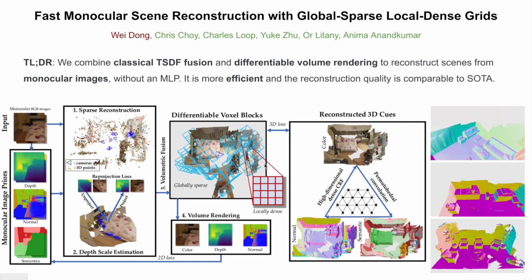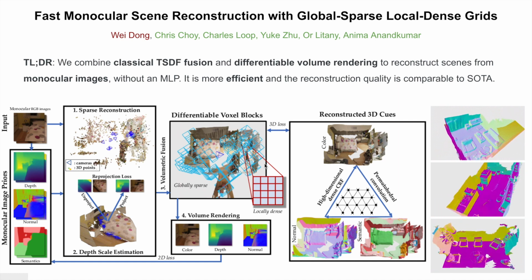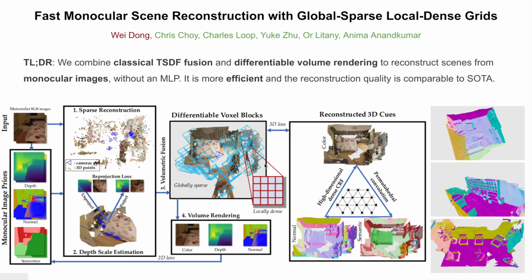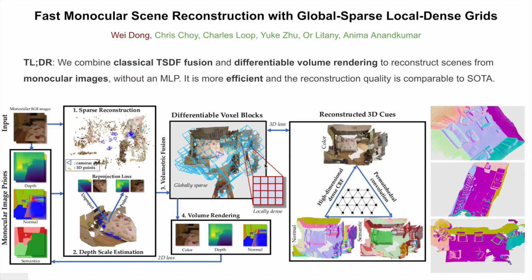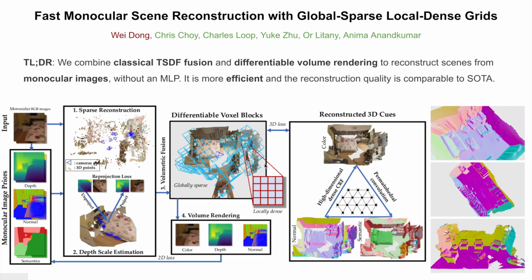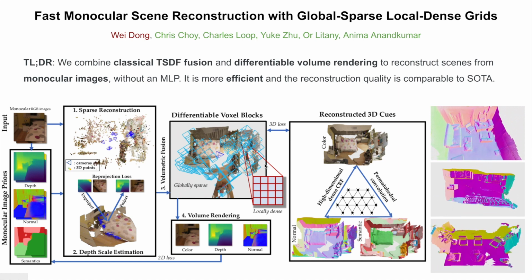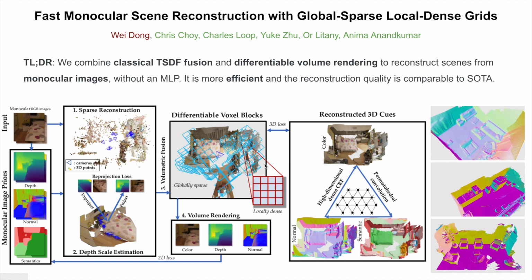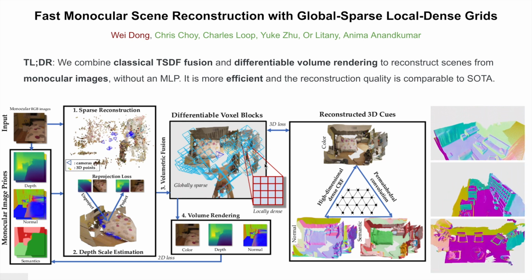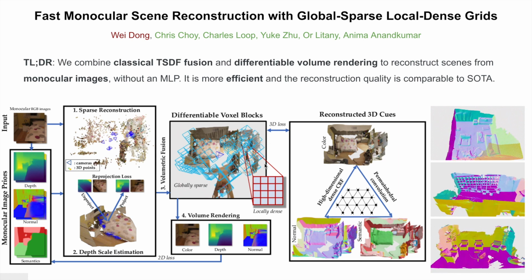We present fast, monocular scene reconstruction with global, sparse, and local dense grids. In summary, we combine classical TSDF fusion and differentiable volume rendering to reconstruct scenes from monocular images without the use of an MLP. It is more efficient and the reconstruction quality is comparable to state-of-the-art.